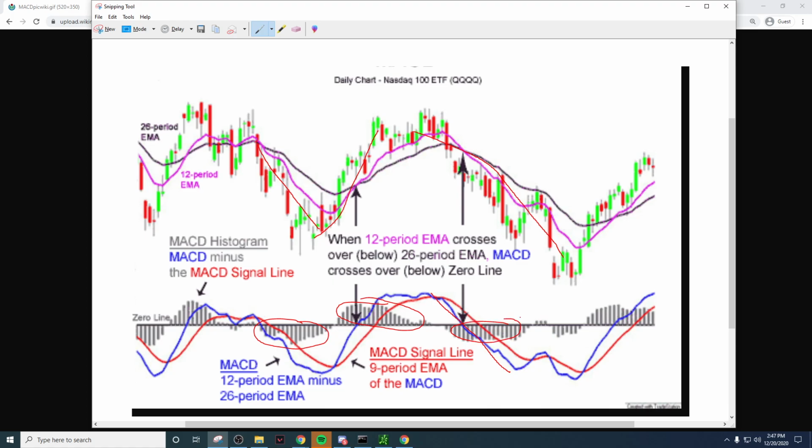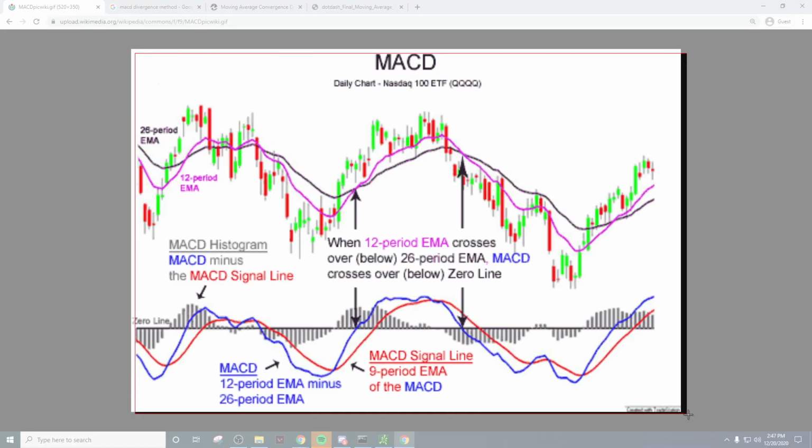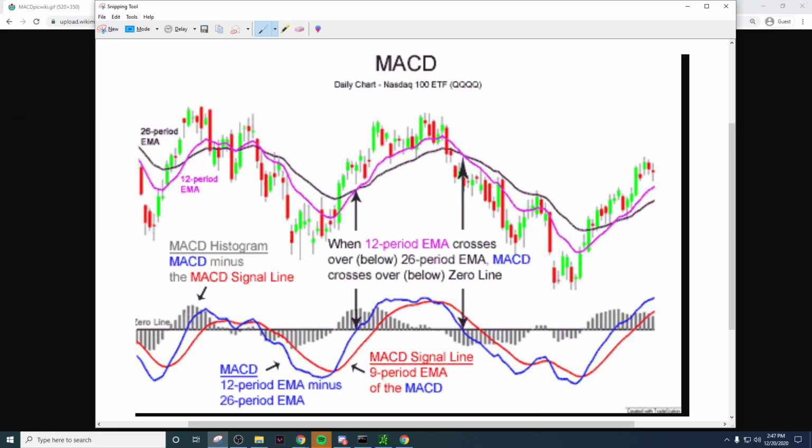Okay, so I forgot to say also, the histogram basically represents the length between the MACD and its signal line. So right here, because there was such a little space, we had a really small histogram. But in this scenario right here, when there was a good amount of space, the histogram is really tall. That's basically what these show right here.